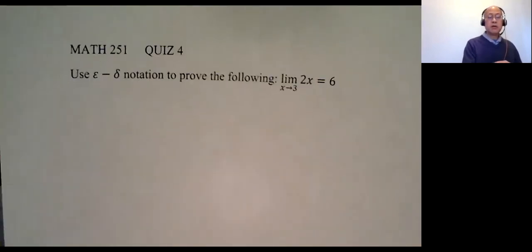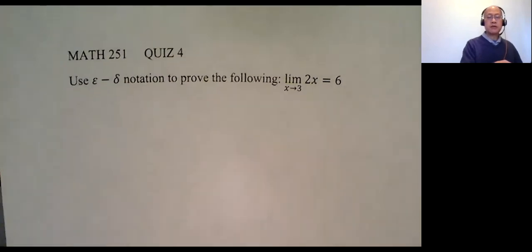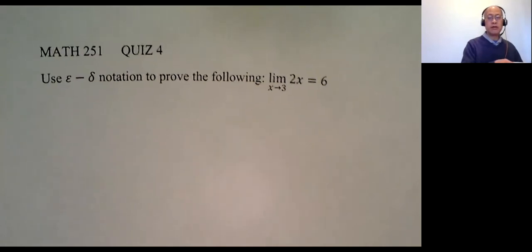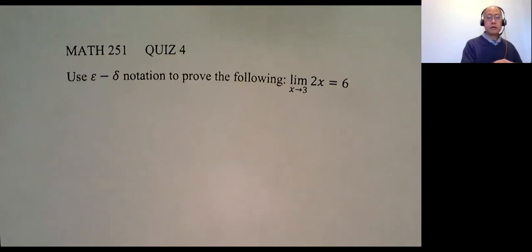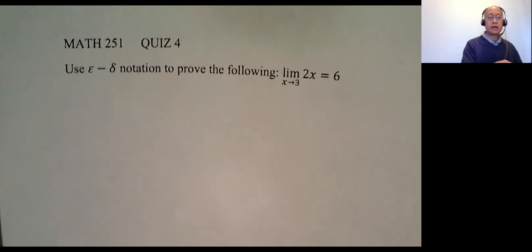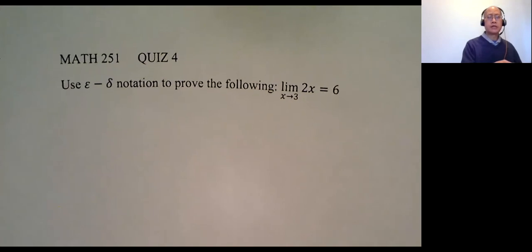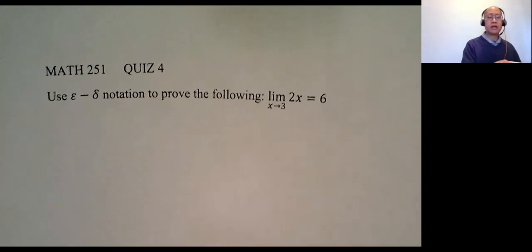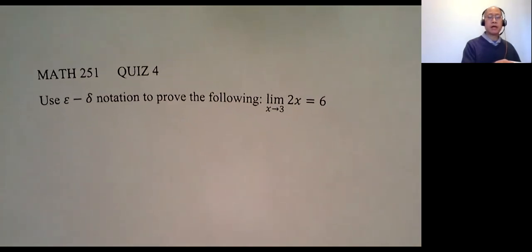So get your cell phones out for taking a picture. And here is the quiz. I'll raise it up. Okay, use the epsilon and delta notation to prove the following. Limit as x approaches 3 of 2x equals 6. It's very believable, obviously, but prove it using techniques of section 4. So always start off using the same language, right? Okay, given epsilon greater than 0, find delta greater than 0 such that 0 is less than absolute value of x minus a is less than delta implies absolute value of f of x minus L is less than epsilon.